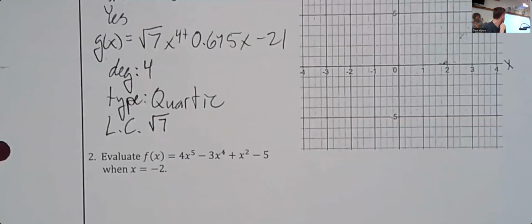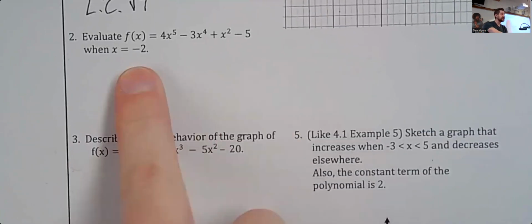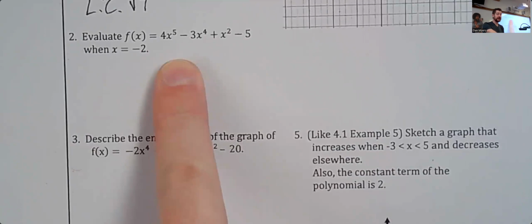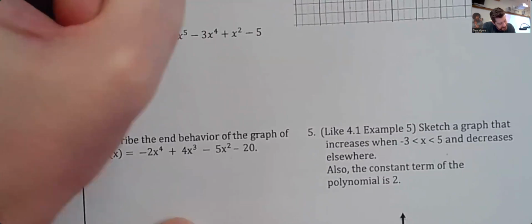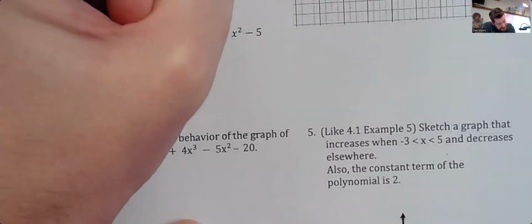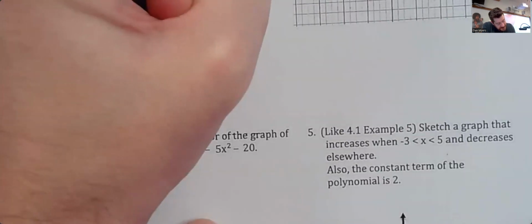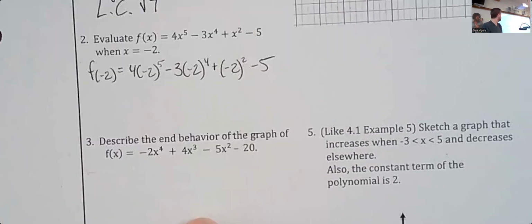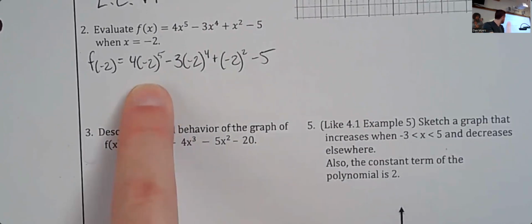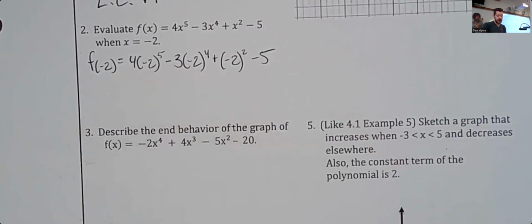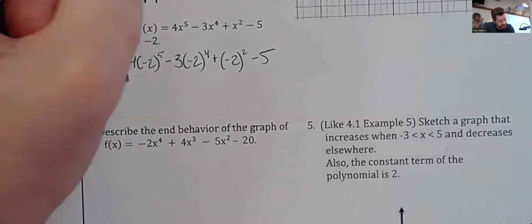Evaluate f of x, here's our function, when x is equal to -2. Everywhere you see x, plug in -2. So f of -2 is equal to 4 times -2 to the power of 5 minus 3 times -2 to the power of 4 plus -2 squared minus 5. If you have a calculator, that can be typed in directly, which is perfectly fine. Let's see, we've got 2, 4, 8, 16, 32. So this is -32 times 4. That'd be what, 128? -128? Yeah, that's -128.